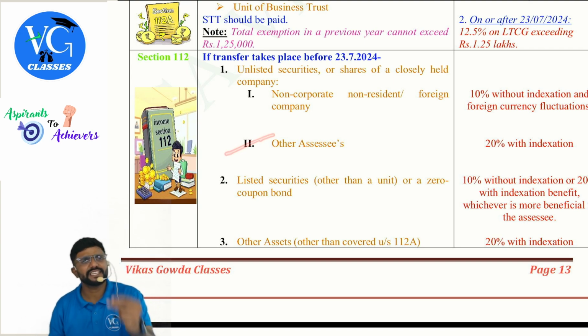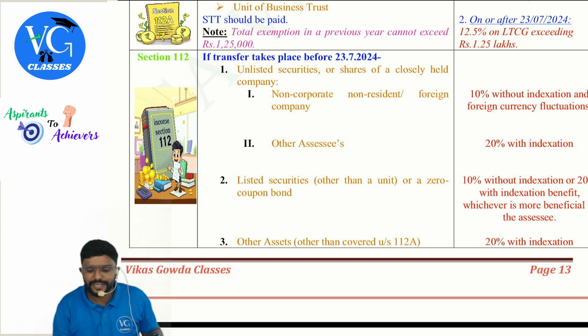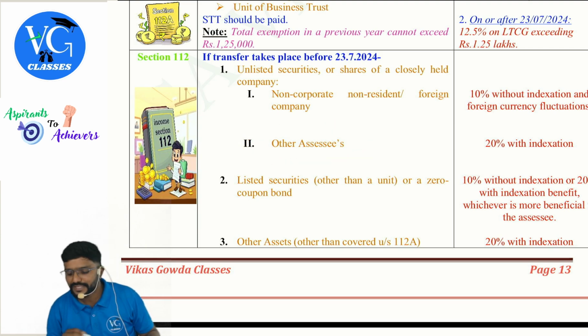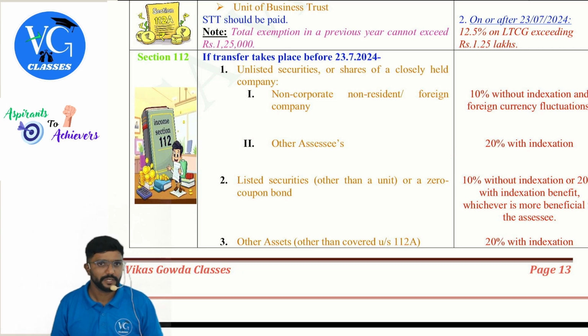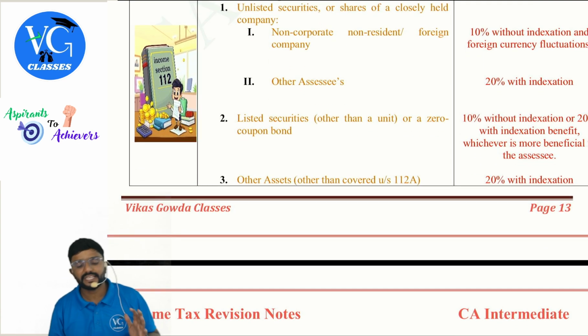Then what if it is any other assessee, like a resident, other than non-corporate, non-resident and foreign company? All others will come here. What is the tax rate, sir? 20% on the gain with indexation. Yes. Next, second set of assets.